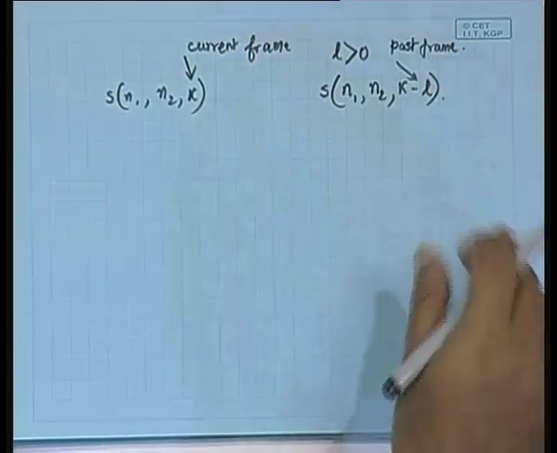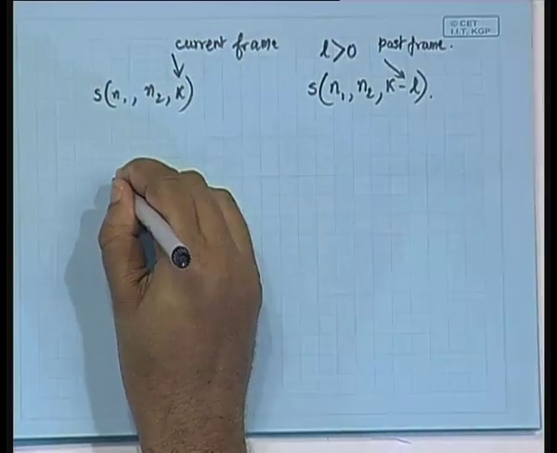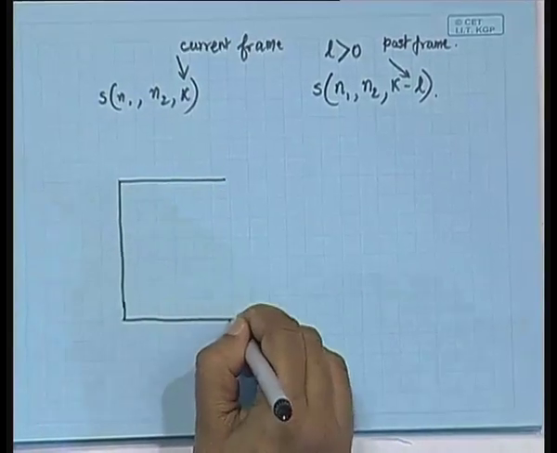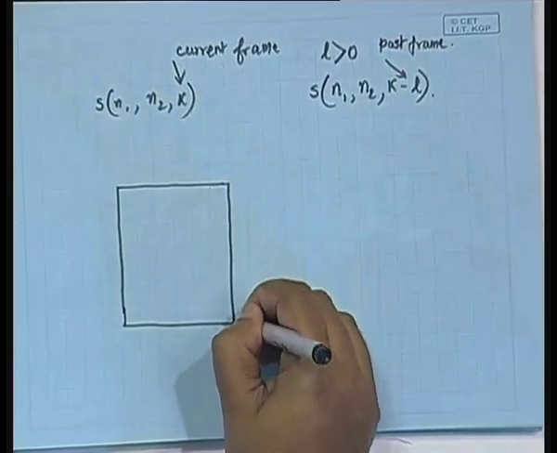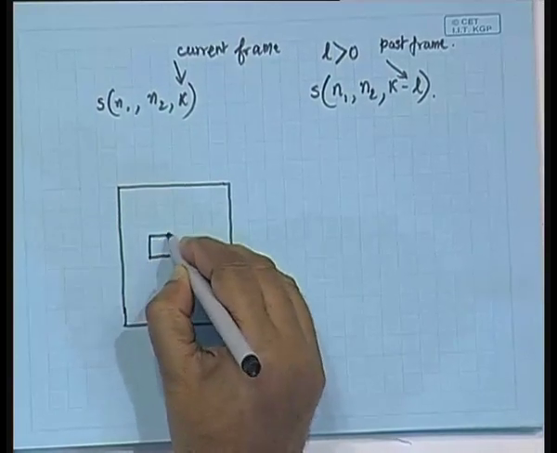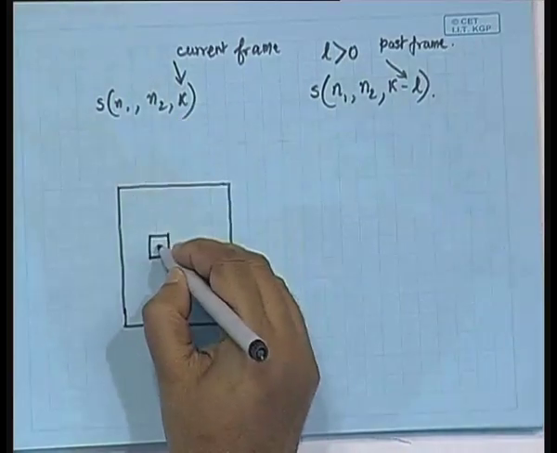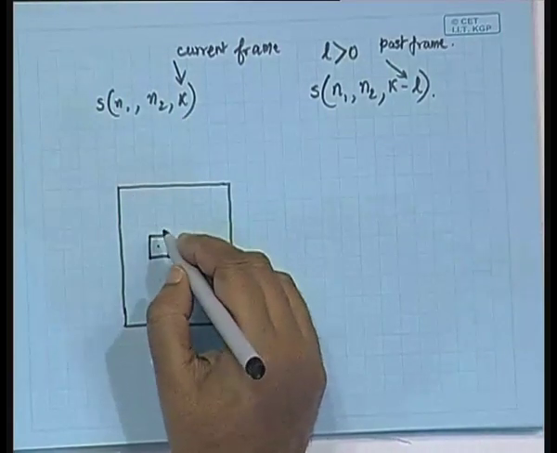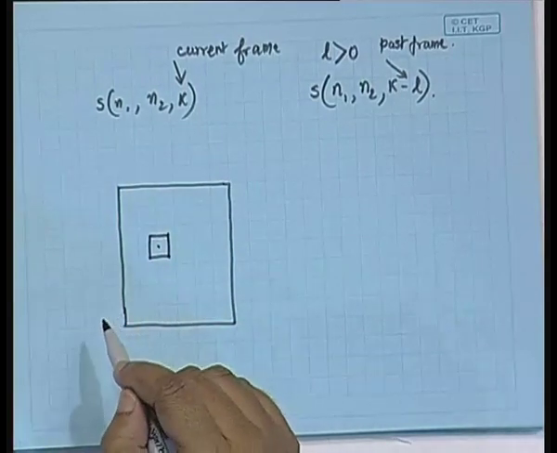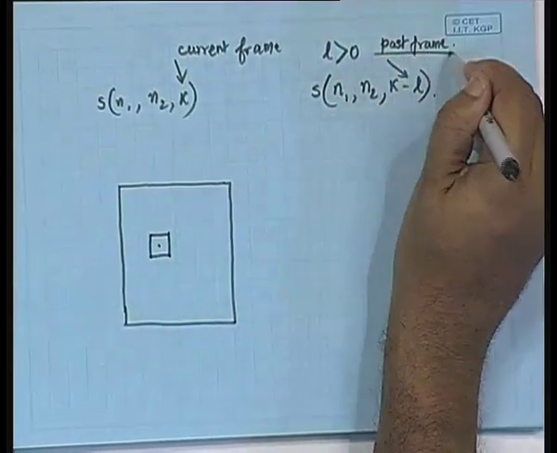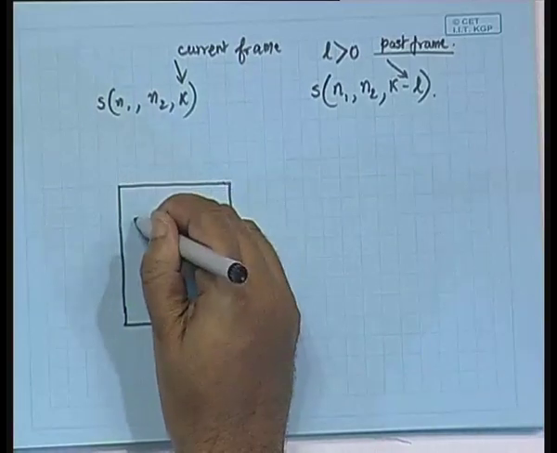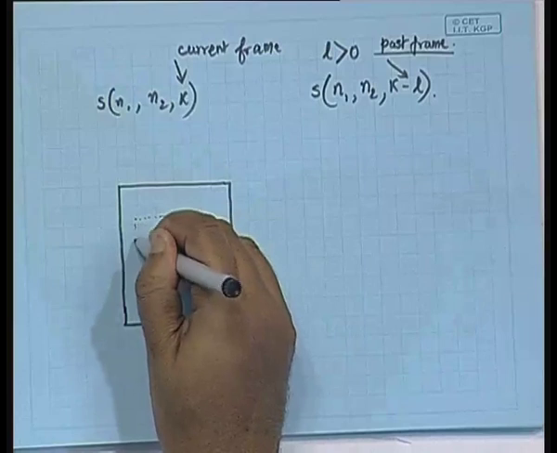Now, what we are going to do is something like this. Let us say that this is the image, and this is a particular candidate block position, the coordinate position of a candidate block. Let us say that the centroid, or the center position, of this candidate block is lying over here, and we would like to search in the past frame where this block was. So, we define a search window.